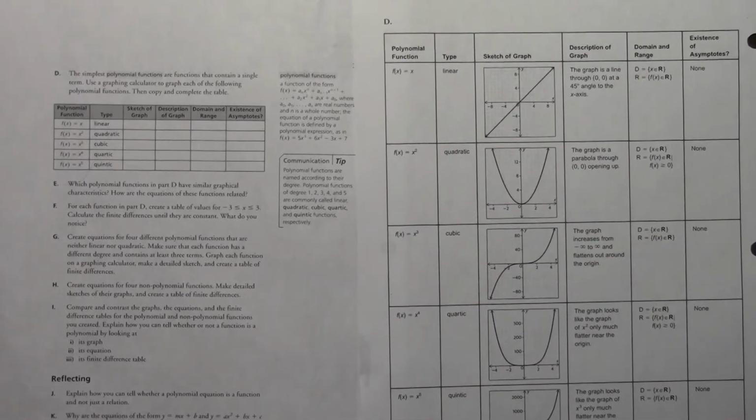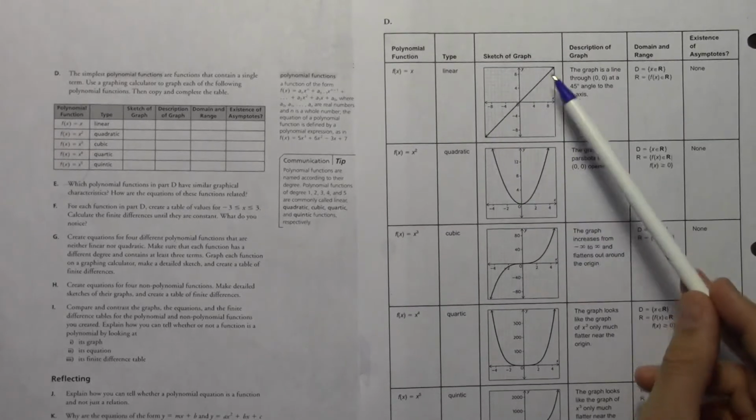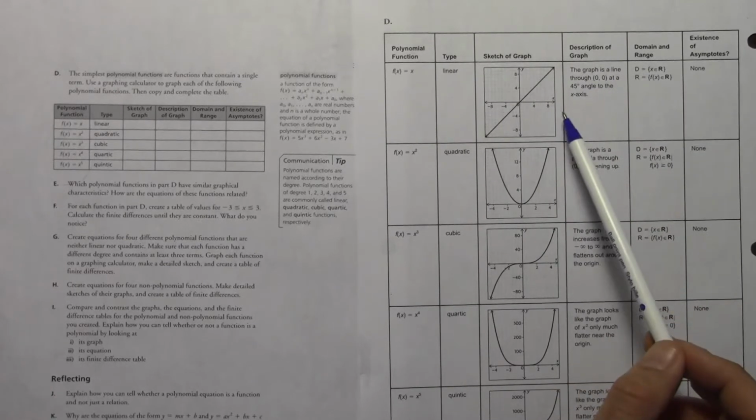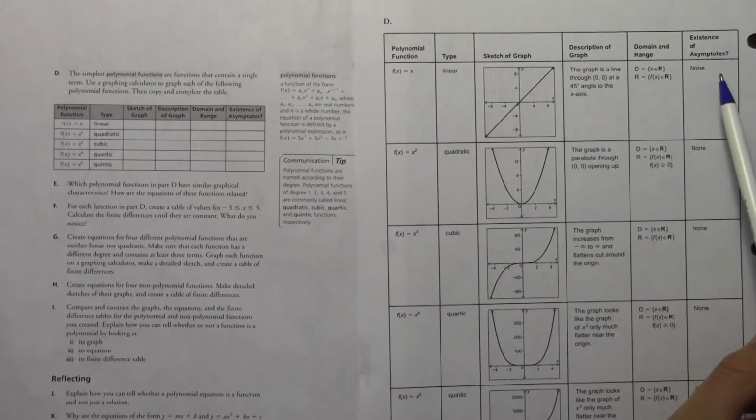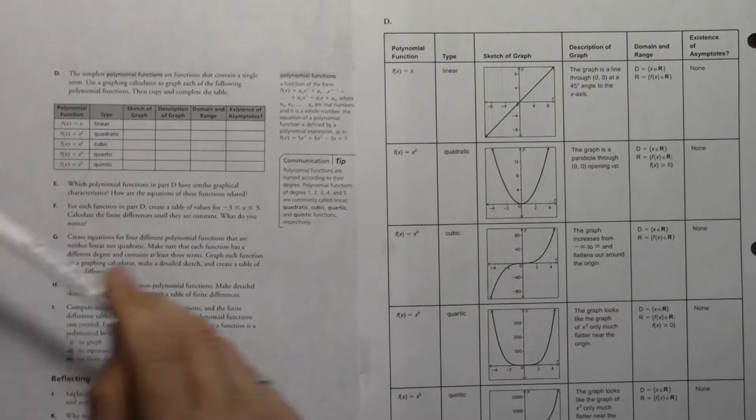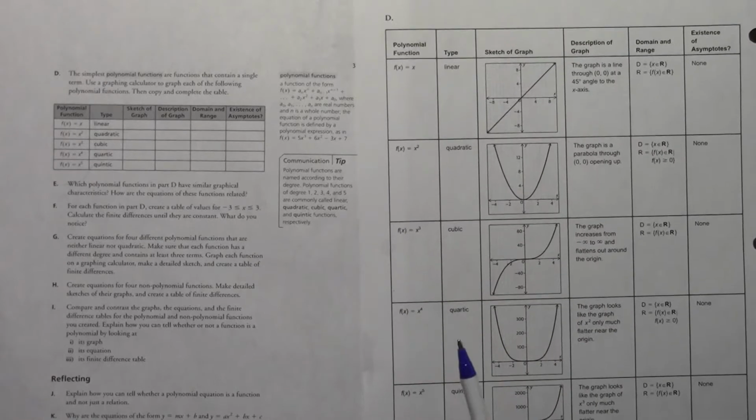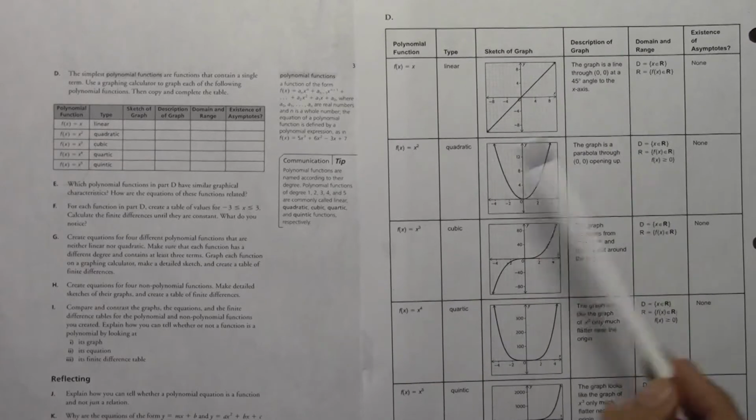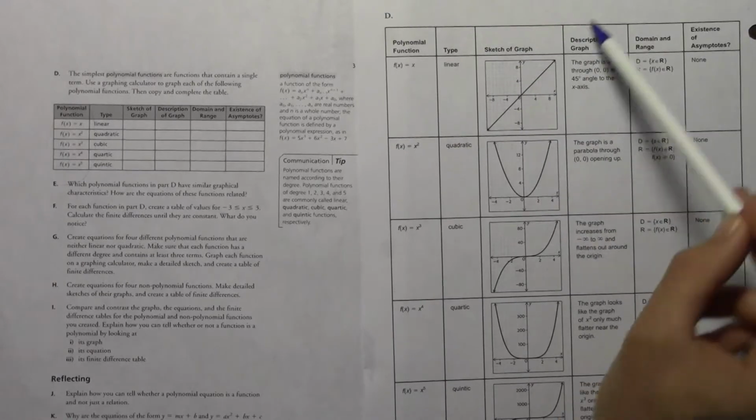Okay, the first one, y equals x, or f of x equals x. We should all be familiar with what that graph looks like, right? It's just a straight line passing through the origin, okay? Once we have the graph, we should be able to finish the last three columns, all right? The first is the description of the graph, the domain and range, and then the existence of any asymptotes, okay? So, the type is linear. This is all given. This first column is given. The description of the graph. It's a graph of a line that passes through (0, 0), at a 45-degree angle to the x-axis. The domain is x in the reals because it goes on forever, and the range is y in the reals because it goes up forever.